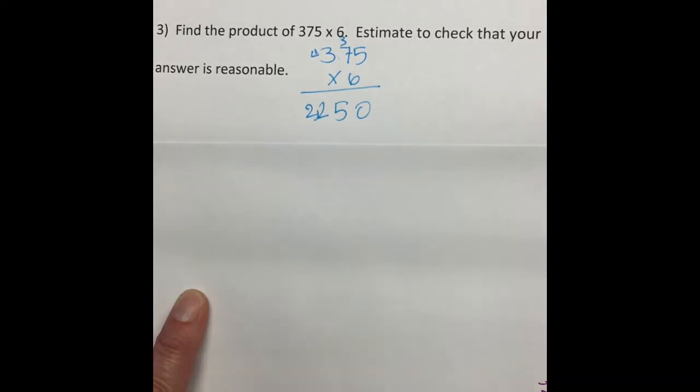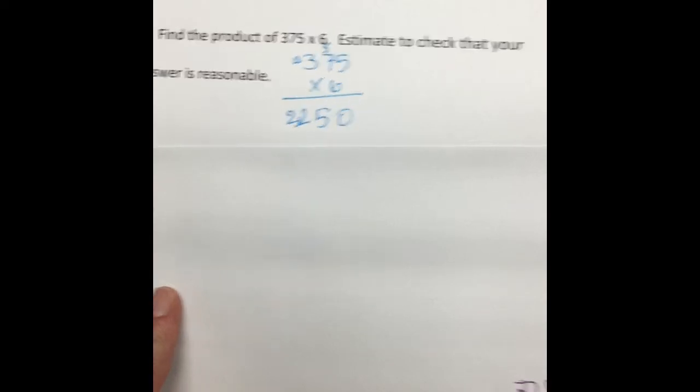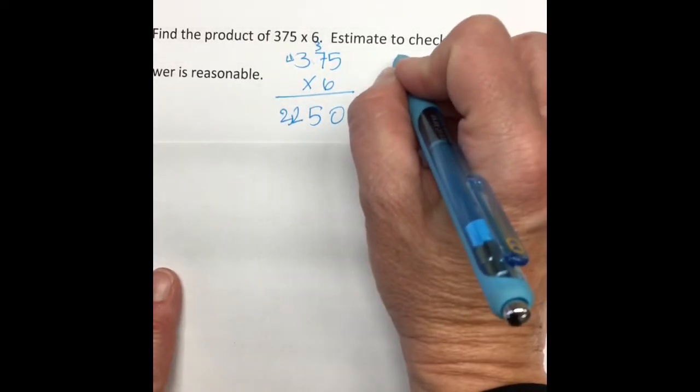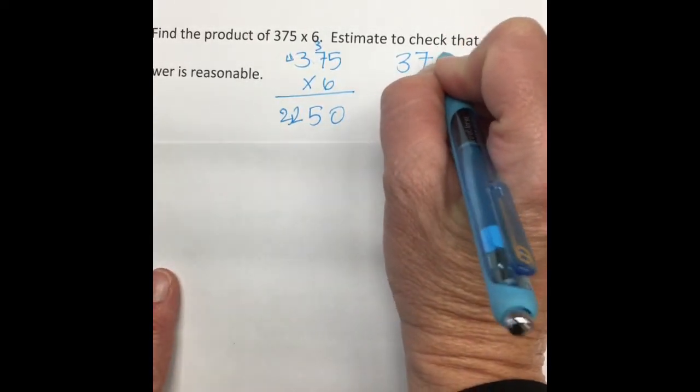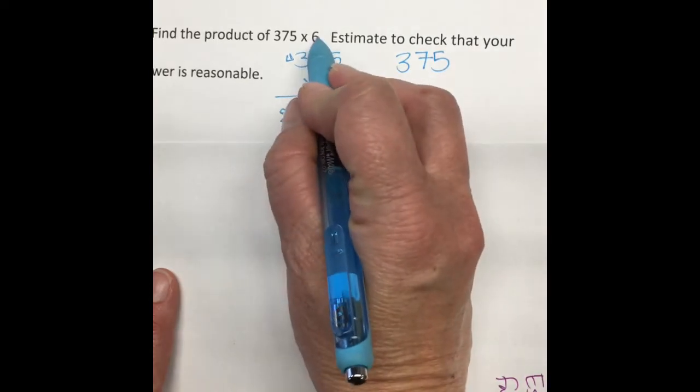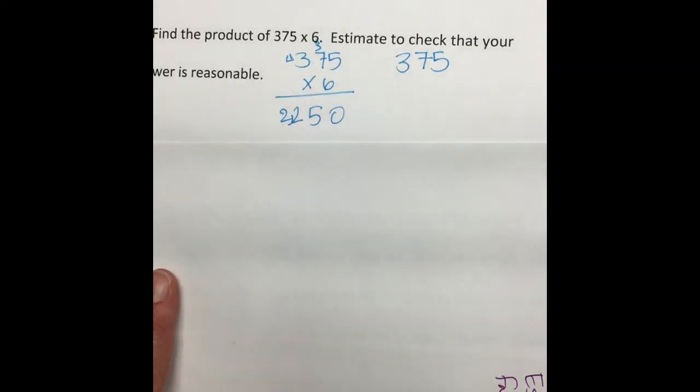would be 2,250 if you can read my writing. Now, if I were supposed to estimate that to find the product, what I would do is look at estimating the 375. The single multiplier would stay the same. I don't need to do an estimate for that unless I'm trying to do easy mental math. But in this case, I'd be looking at estimating the 375.